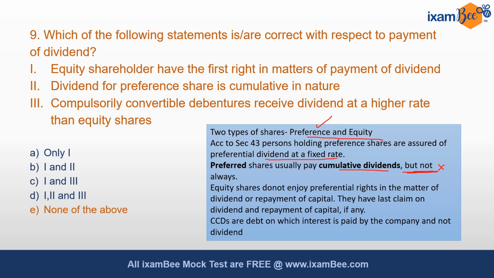Equity shares do not enjoy preferential rights in the matter of dividend or repayment of capital. They have the last claim on dividend and repayment of capital. CCDs, compulsorily convertible debentures, are debt on which interest is paid by the company and not dividend. Hence, statement 3 is wrong.